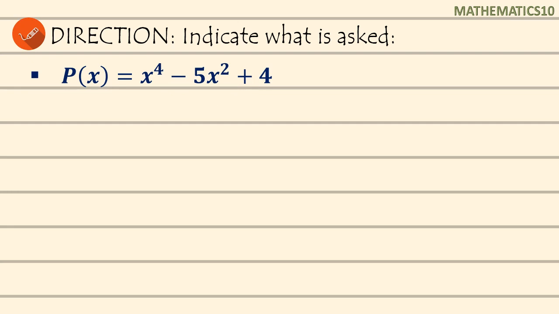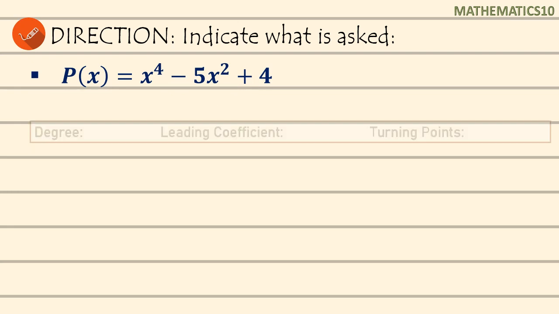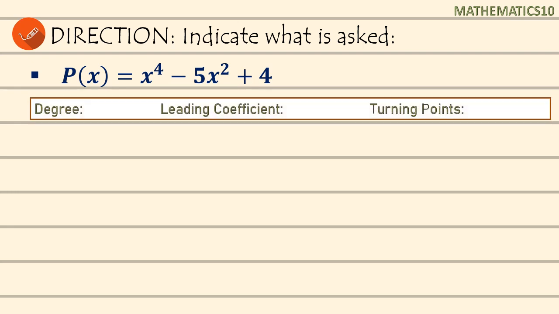So we have here the first polynomial function. I'd like you to identify the degree, whether it is an odd number or an even number. Identify if the leading coefficient is positive or negative. And lastly, identify the maximum number of turning points.